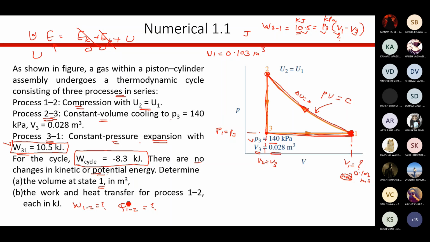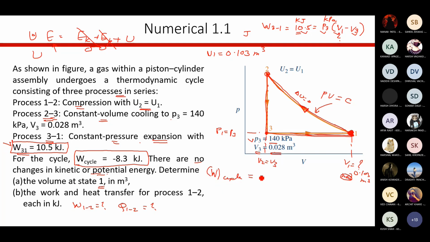How will you find out W1-2? W of cycle is W1-2 plus W2-3 plus... Very good. Very good. Name yourself. Sanchit Patil. Sanchit.